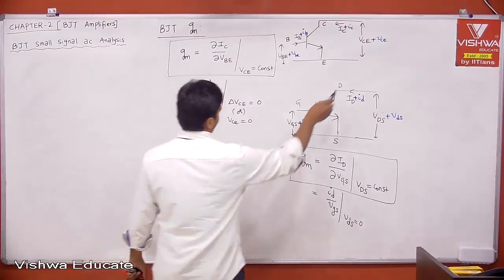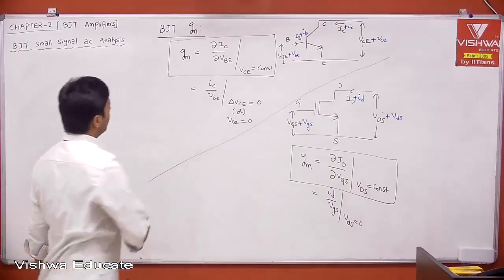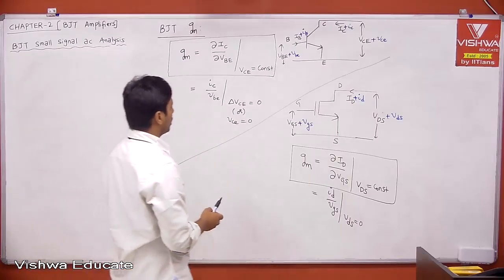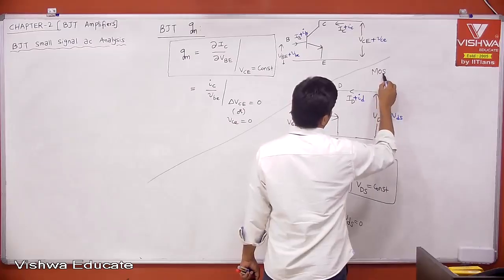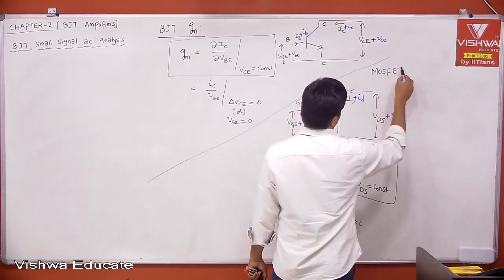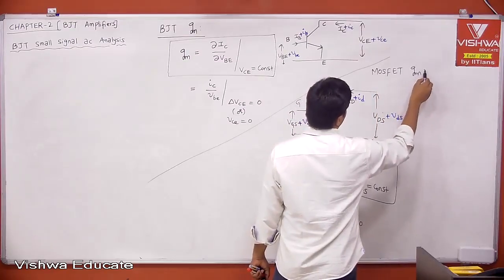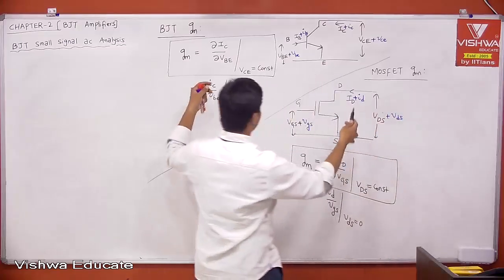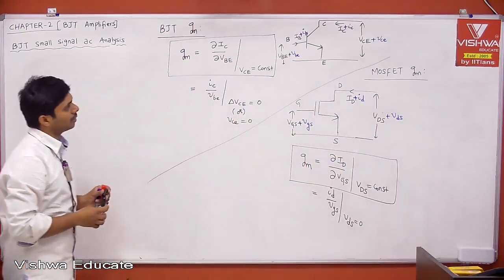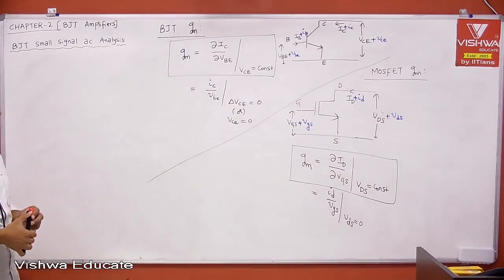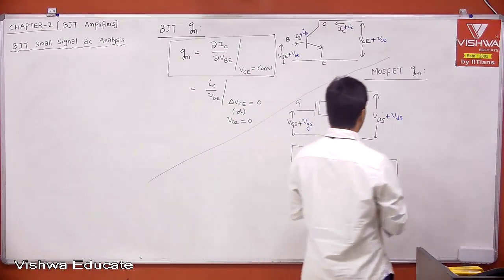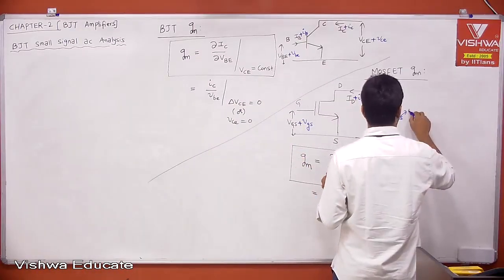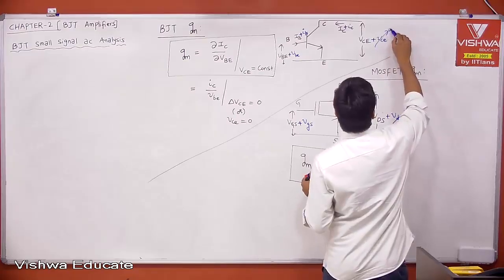So it is like this. This is for BJT and this is for MOSFET GM. I just explained this to have the correlation between BJT and MOSFET. Here the small VDS should be 0. Here the small VCE should be 0.